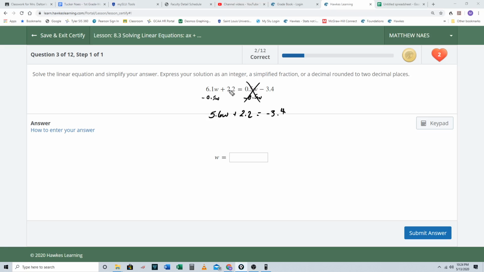So I need to get rid of the constant, minus 0.2. Get rid of that, so I have 5.6w equals negative 5.6. All right, last thing we do, divide by the coefficient. And negative 5.6 divided by 5.6 is negative 1.